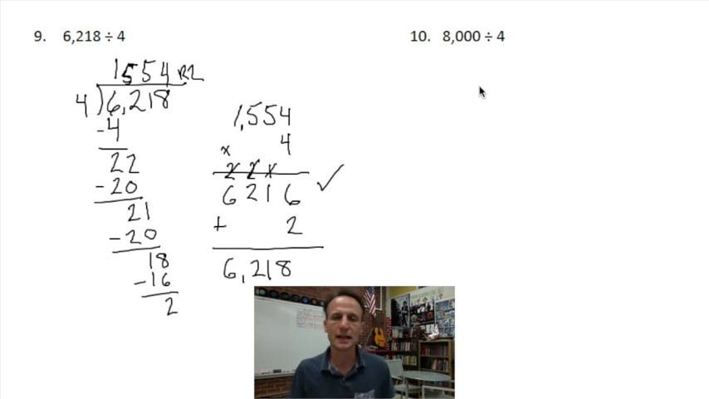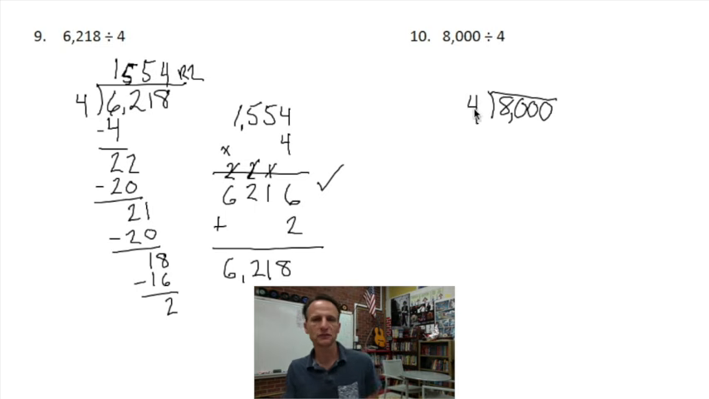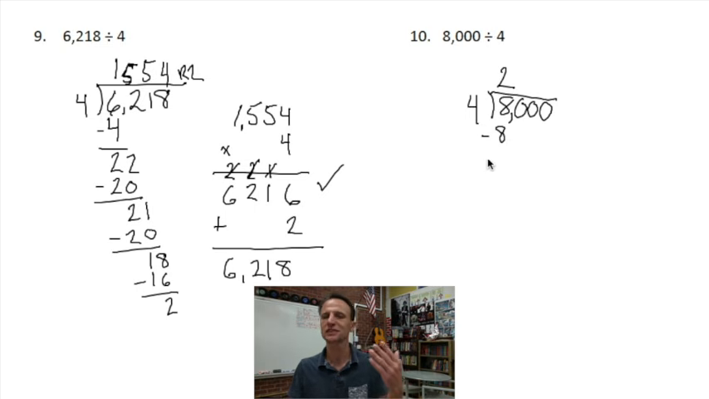Okay, so now this is a nice one to wrap things up with. 8,000 divided by 4. So how many 4s in 8? There are 2, because 2 times 4 is 8. Now watch what happens here. This one is to demonstrate to you why. Okay, so we subtract to get 0. We can't just stop there and say, oh, well, those are all zeros. Because 2 times 4 is 8, not 8,000, right?